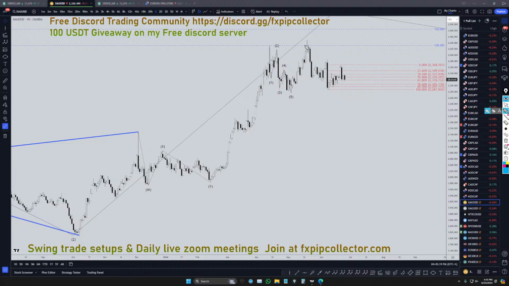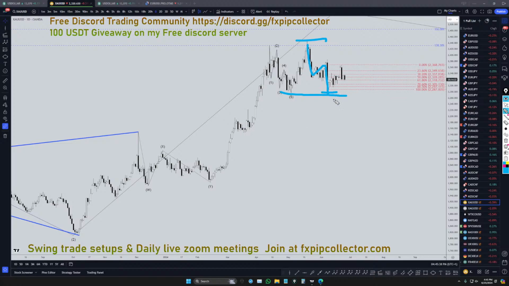So, anyways, I'm still looking. I've been saying for a while that this could possibly be a 1, 2, 3 and possibly go down and do this for wave C. But I really don't think that's the most likely scenario. I think this is more likely just an ABC correction to the last push up.